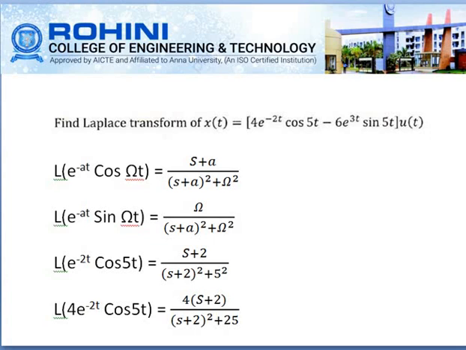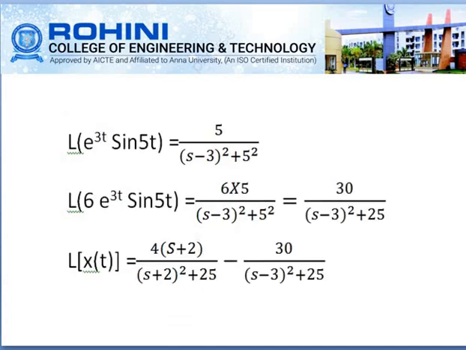Then simplify this. Next, the Laplace transform of 4 e^(-2t) cos 5t is 4(s+2) by (s+2) the whole square plus 25. Similarly, the Laplace transform of e^(3t) sin 5t is 5 divided by (s-3) the whole square plus 5 square. So the Laplace transform of 6 e^(3t) sin 5t is 6 into 5, multiplication of 6 and 5, divided by (s-3) the whole square plus 5 square, that is equal to 30 by (s-3) the whole square plus 25. Now substitute both the values in the Laplace transform of the given signal.